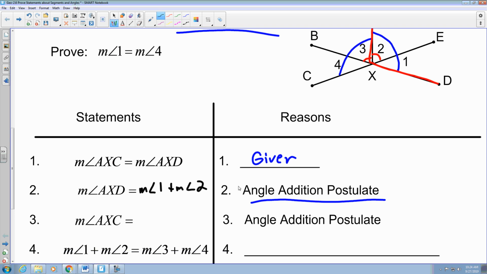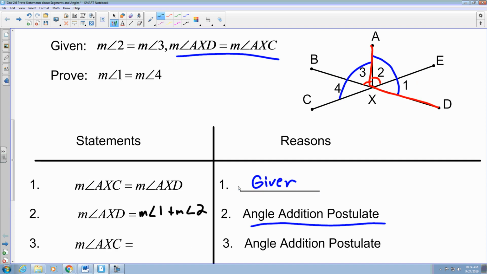The second statement here is also another angle addition postulate, but now it says that it's angle AXC, which is right here. Okay, so AXC is right there. Angle addition postulate, same idea. We can say that the measurement of angle 3 plus the measurement of angle 4 would satisfy that postulate. And again, you could write it with the vertices, but since they have numbers attached to them, we can just use those numbers.